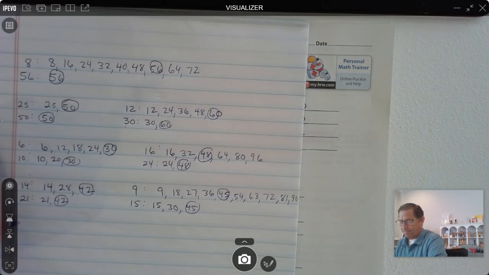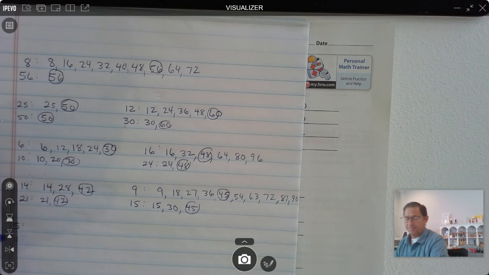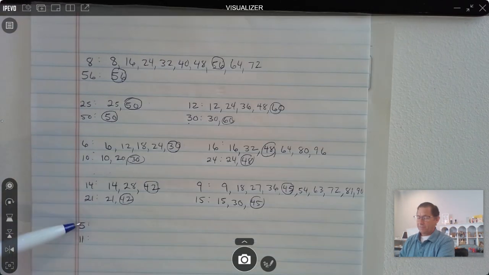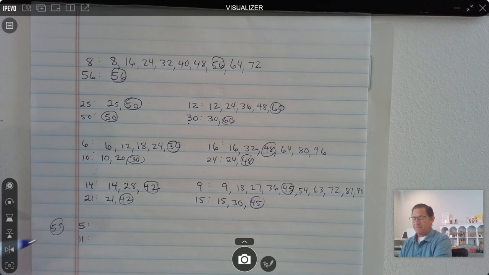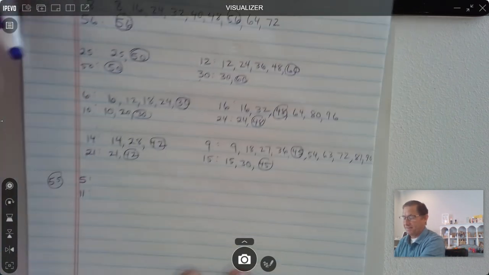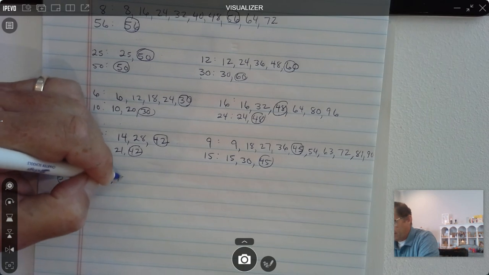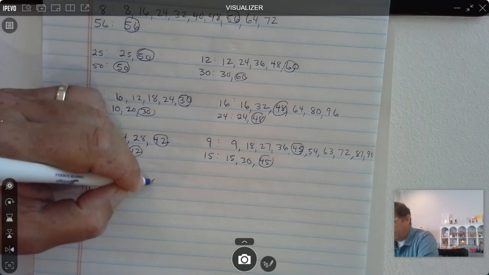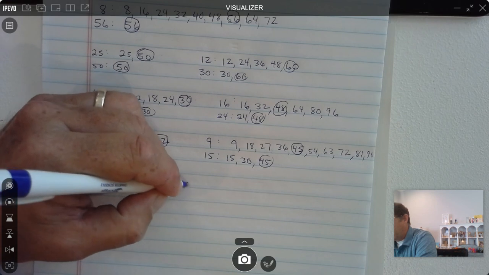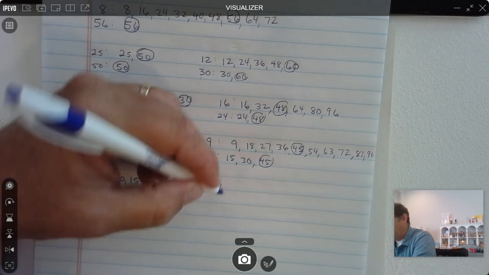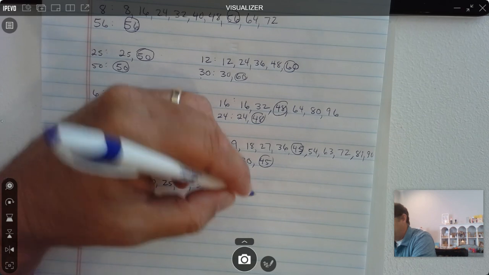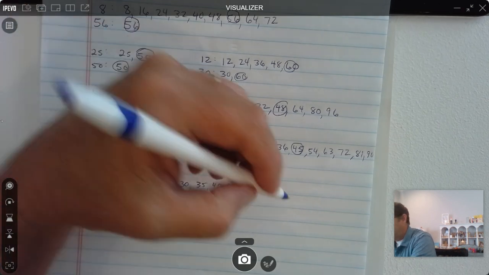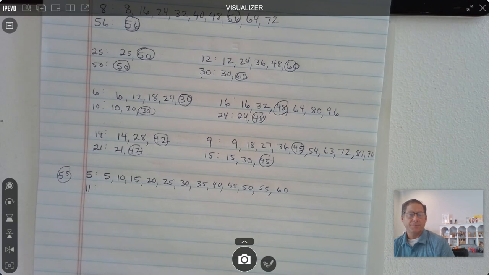Okay, number 10, 5 and 11. All right, now I notice that both of these numbers are prime. So the smallest common multiple has to be the product of those two numbers. So 5 times 11 is 55. But let's just prove that it's 55. So 5, 10, 15, 20, 25, 30, 35, 40, 45, 50, 55, 60. Well, go ahead and stop there.